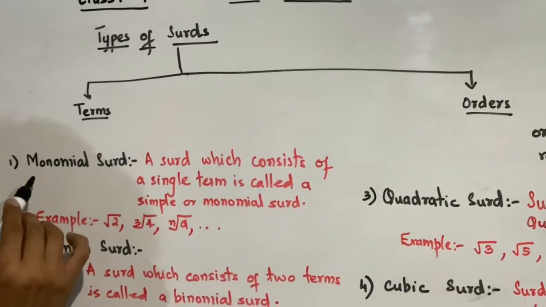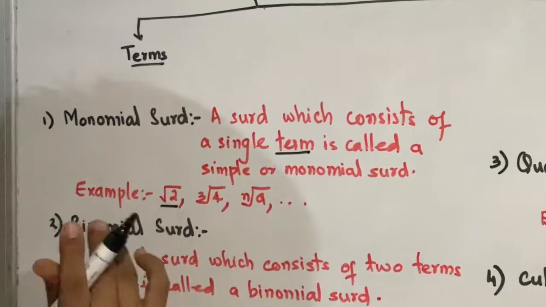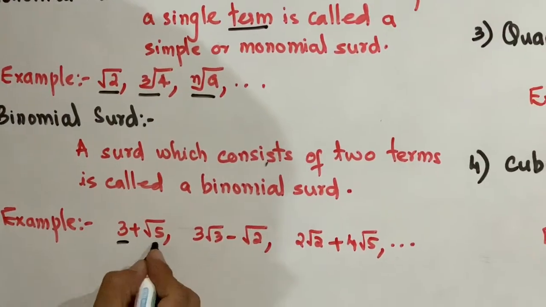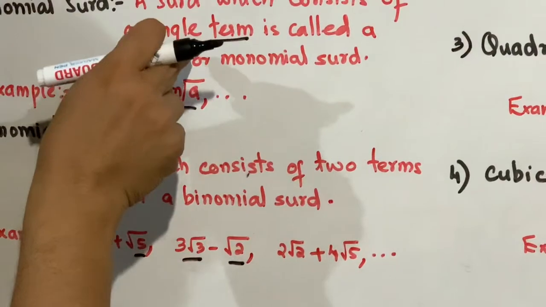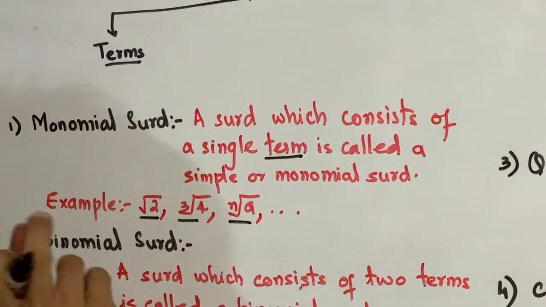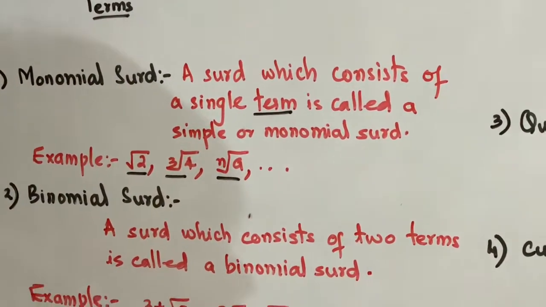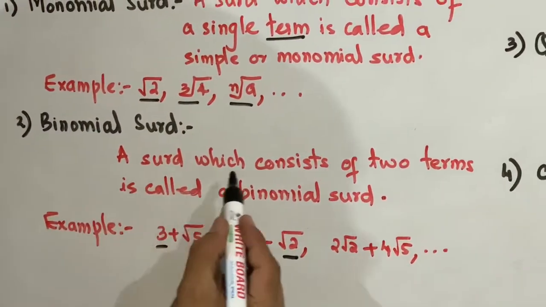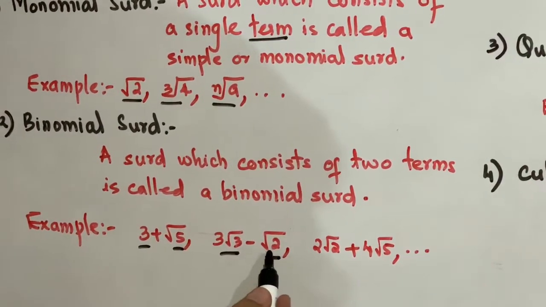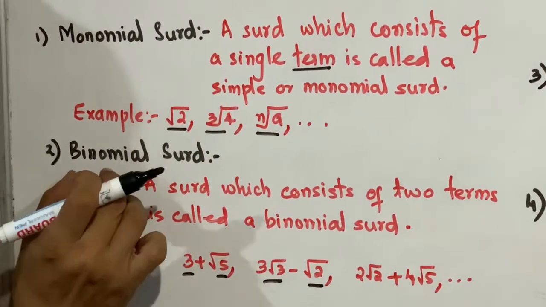Based on terms: a SURD which consists of a single term, for example root 2, is a term. A SURD which consists of a single term is called a simple or monomial SURD. A SURD which consists of two terms is called a binomial SURD. For example, 3 plus root 5, 3 root 3 minus root 2, 2 root 2 plus 4 root 5, etc. are called binomial SURDS.